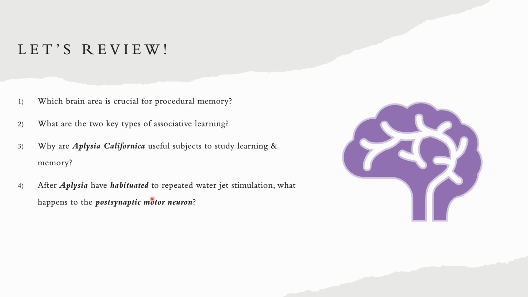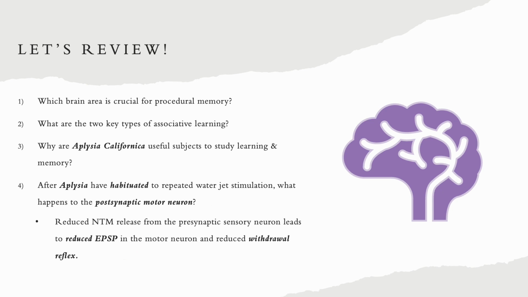After Aplysia have habituated to repeated water jet stimulation, what happens to the postsynaptic motor neuron? Remember that the postsynaptic motor neuron is going to have a reduced response or reduced gill withdrawal due to this habituation of the water jet. And there's also reduced neurotransmitter release from the presynaptic sensory neuron, leading to reduced EPSPs in the motor neuron, thus reducing this withdrawal reflex. What molecular process is crucial for long-term learning to occur? Remember, this is known as long-term potentiation.